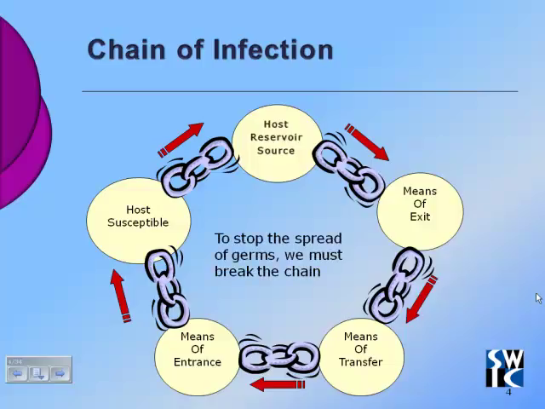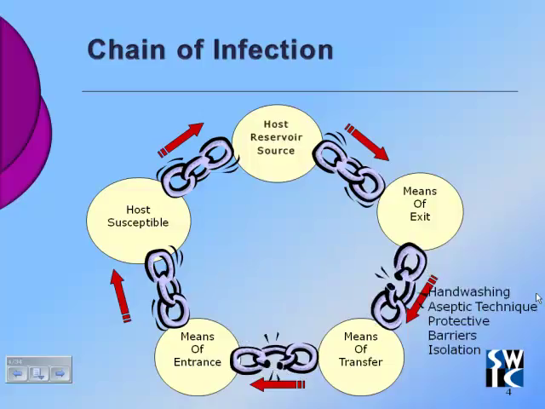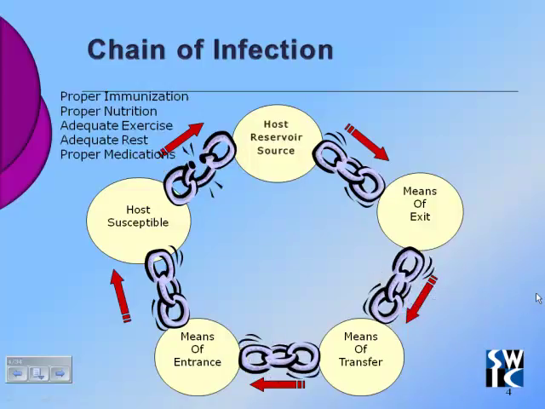To stop the spread of germs, you simply have to do something to break the chain of infection. Hand washing, use of aseptic techniques, protective barriers, and isolation protocols keep the pathogen from being transferred from one host to the next. A host who has proper immunizations, gets plenty of food and rest, moderate exercise, and takes medications as required, is less susceptible to most pathogens, and therefore will break the chain if they don't get sick and become a new source.